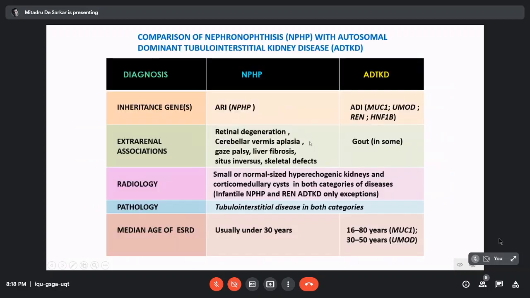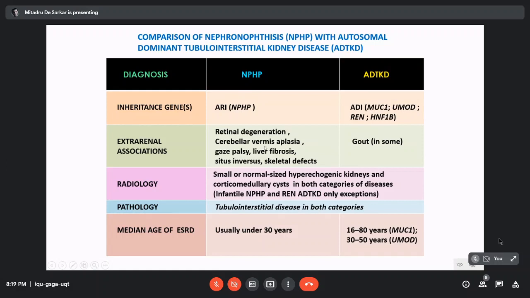Now, again, for the purpose of the PGs, let's have a single slide where we compare the two diseases, that is NPHP and ADTKD, which more often are actually tubulointerstitial diseases with a small contracted kidney rather than a cystic disease. So you have a tubulointerstitial disease along with a small or normal sized kidney in both the categories. The only two exceptions would be an infantile NPHP where you have an enlarged cystic kidney, and a renin ADTKD where you will usually not get too many of the cysts. Inheritance pattern in case of NPHP is ARI, in the case of this is obviously ADI.